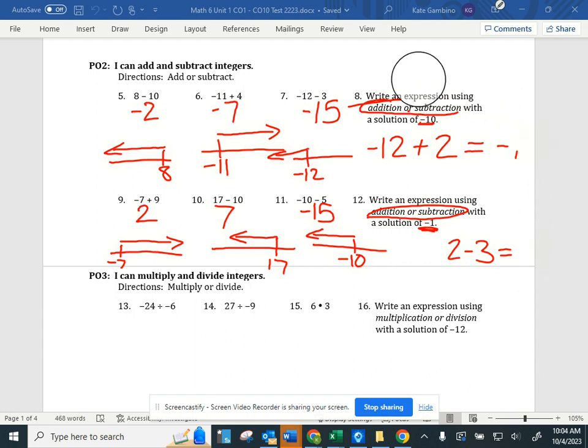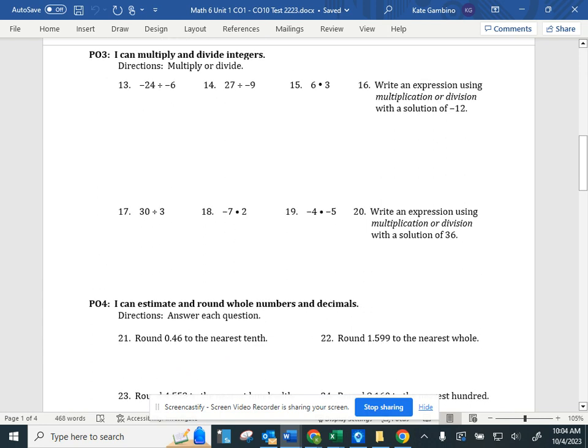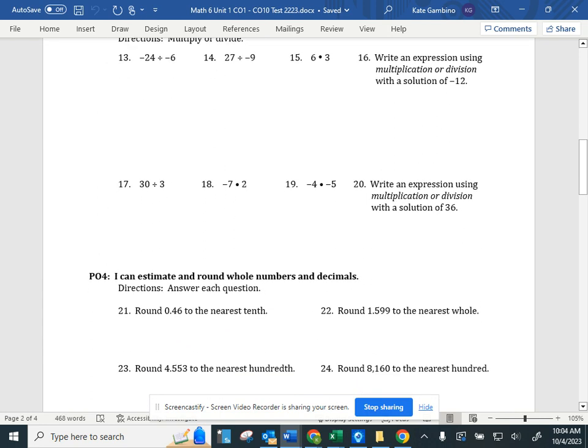Thank you. We need to go slow and use those number lines if you need to. Now we're multiplying and dividing with those negative numbers. So a negative times a negative, or divided by a negative, will be positive. 24 divided by 6 is 4. Positive divided by a negative will give me a negative answer.